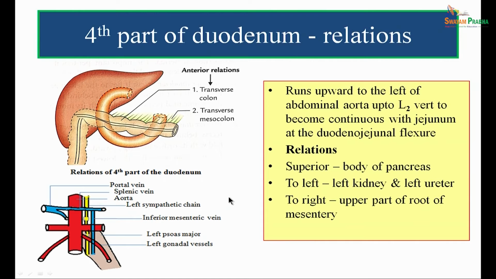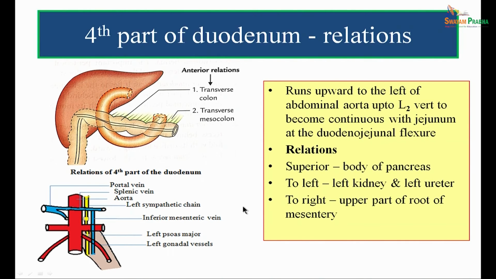To go through the relations of the fourth part once again, anteriorly it is related to transverse colon and transverse mesocolon. Posteriorly it is related to left sympathetic chain, inferior mesenteric vein, left psoas major, left gonadal vessels. Superiorly it is related to body of pancreas. To the left it is related to left kidney and left ureter. To the right it is related to upper part of the root of mesentery.